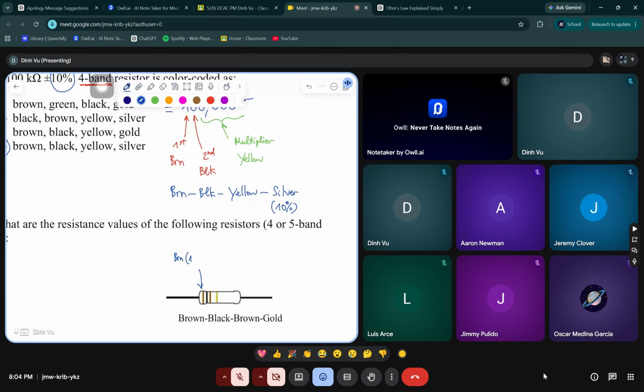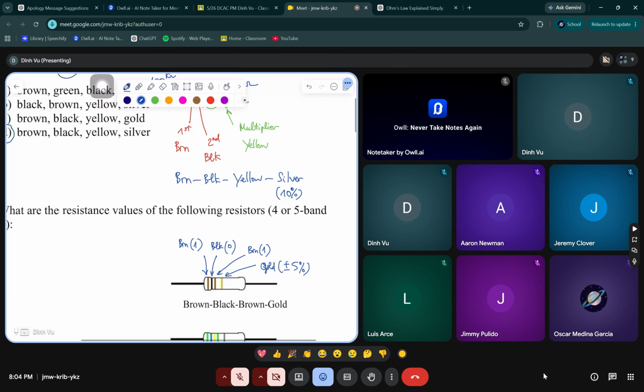Brown here, this is 1. Black, this is 0. And brown here, this is also 1. And gold here, this is plus or minus 5%.